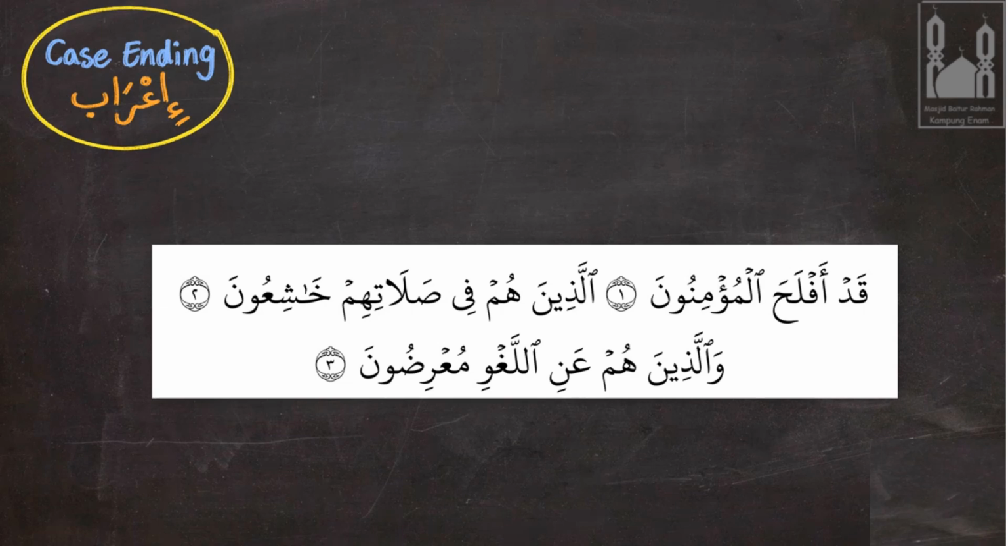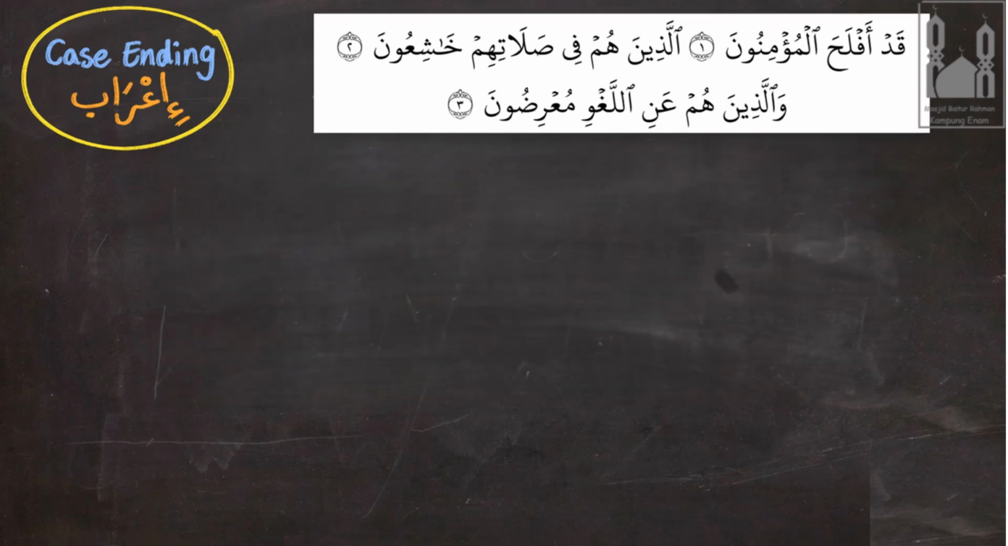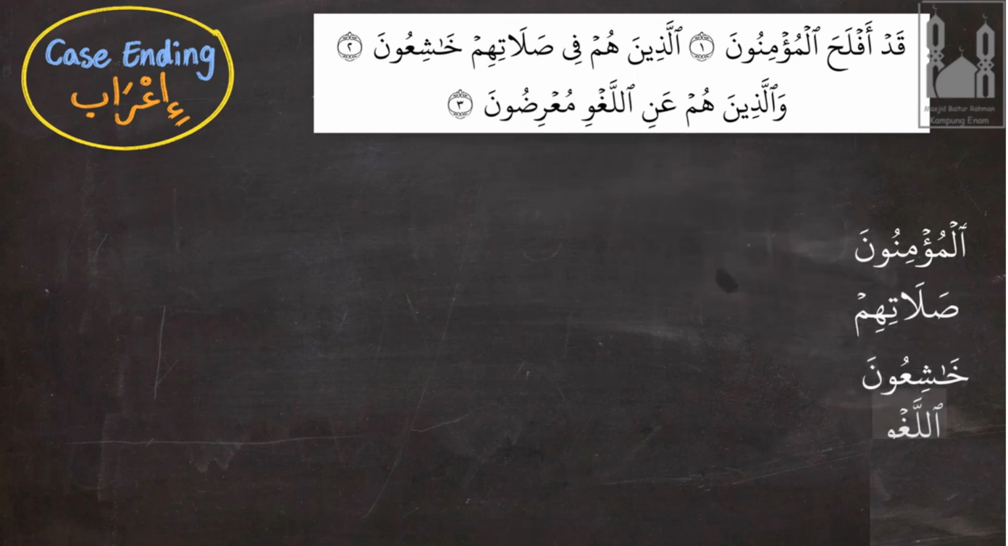قد أفلح المؤمنون الذين هم في صلاتهم خاشعون والذين هم عن اللغو معرضون. Now let's start by highlighting all the nouns that we see in front of us. So we have المؤمنون, صلاتهم, خاشعون, اللغو, and معرضون.